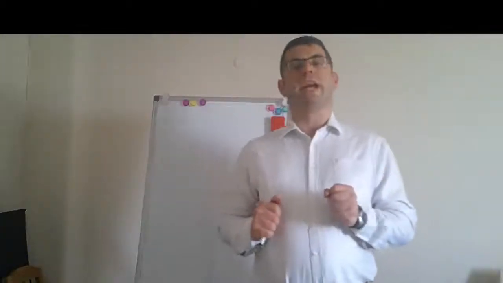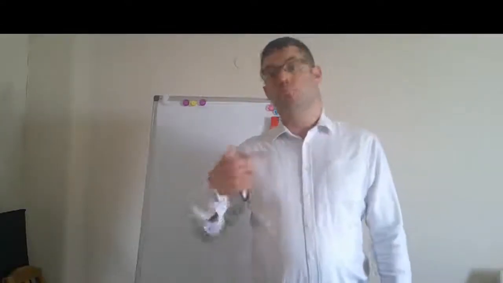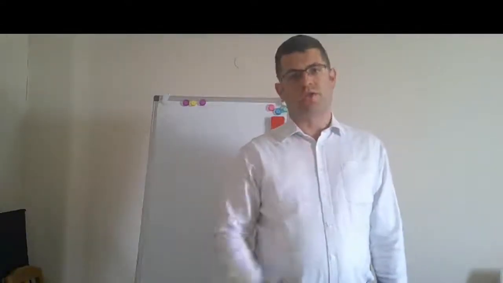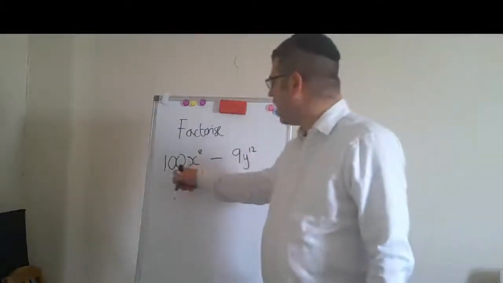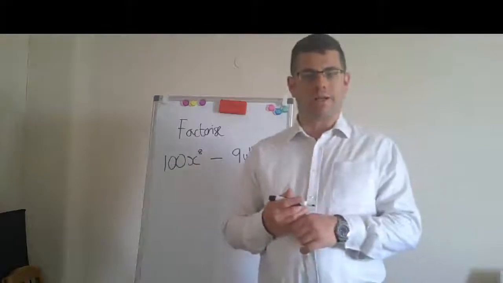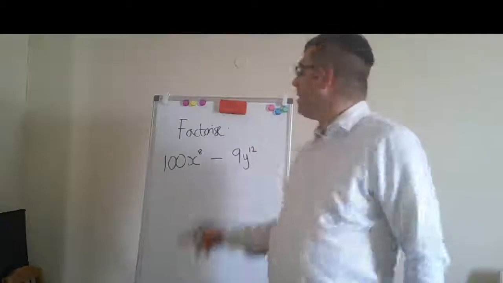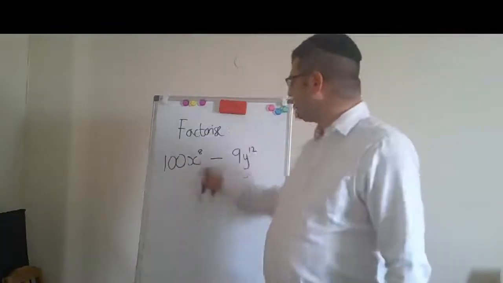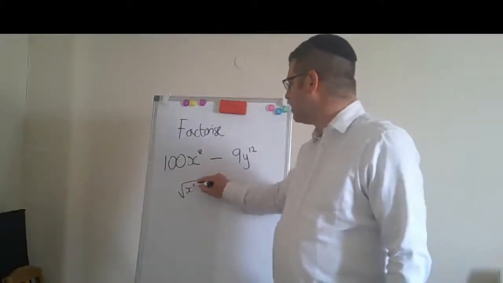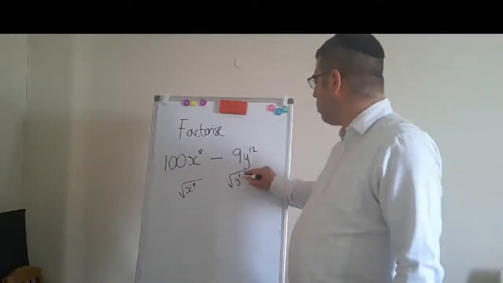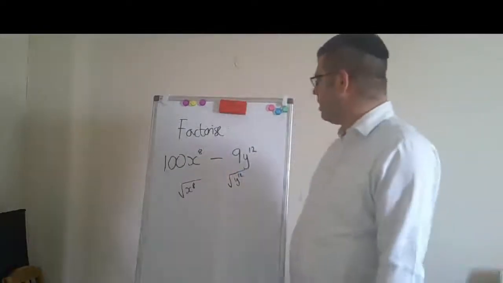One final stage of the difference of two squares is dealing with something even more complicated. Factorising something like this. I need to factorise 100x to the 8 minus 9y to the 12. Now there's no problem square rooting 100 and 9. That square roots to 10, that square roots to 3. But how do I square root the x to the 8? Square root of x to the 8, square root of y to the 12. We don't leave it like that. That's the short answer. How do we do that?